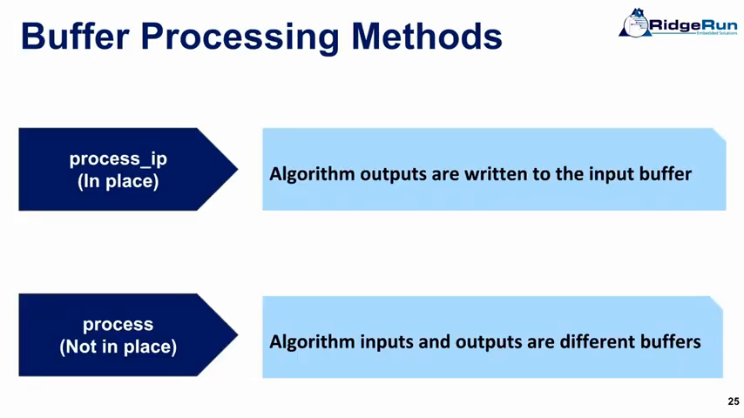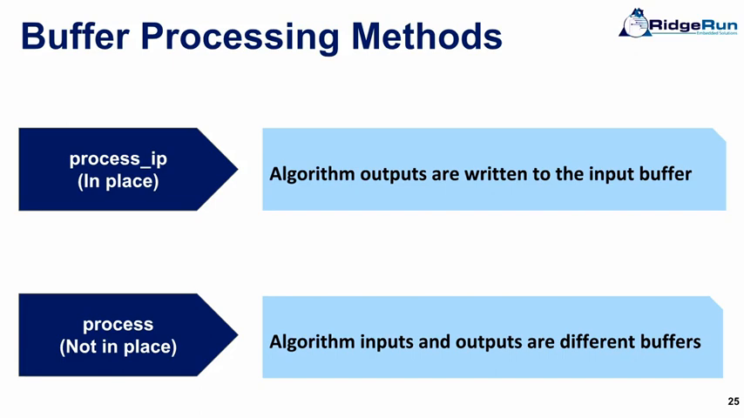What is the difference between those? Process IP refers to processing in place. So the input buffer and the output buffer are the same. Every change that you make in the CUDA algorithm that changes the input image will affect the input buffer, and you don't need to allocate a new output buffer because the same input buffer is the one that is going to be output.